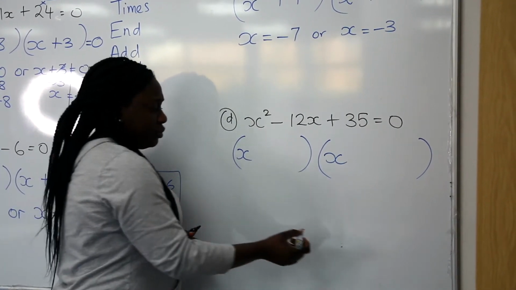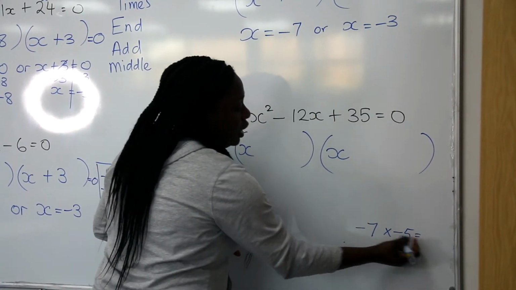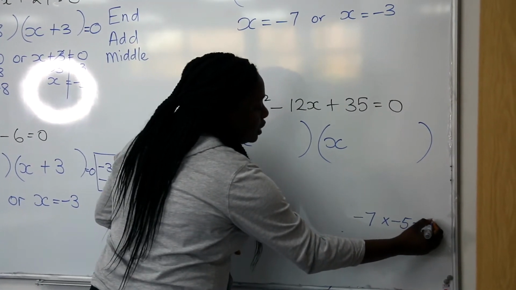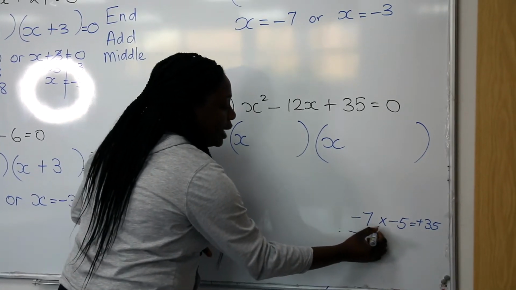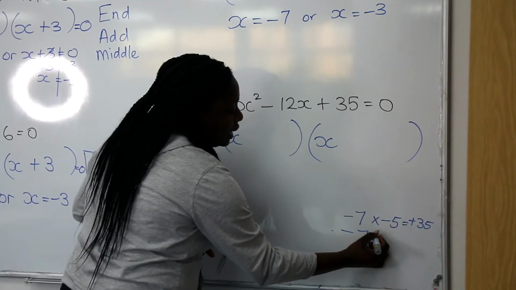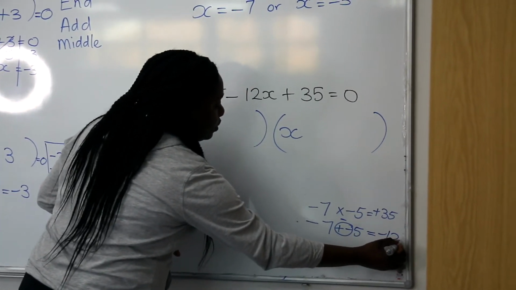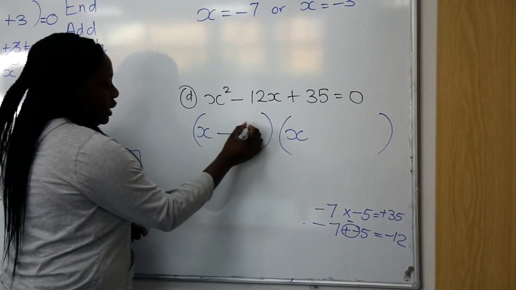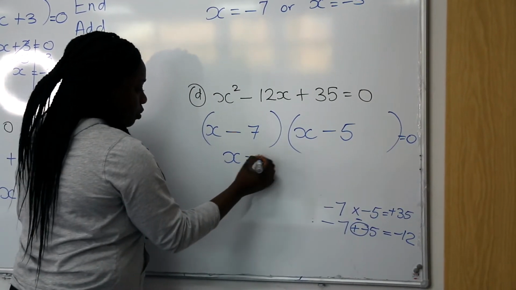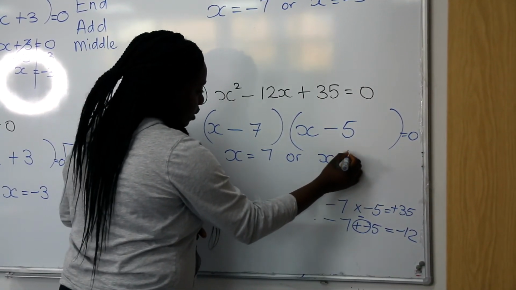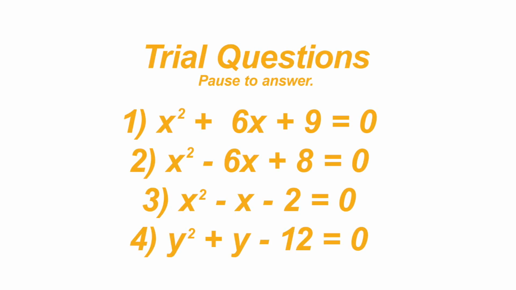What about minus 7 times a minus 5? If you times both of them, you get a positive 35, because negative times a negative gives a positive answer. And if you add both of them, negative 7 add a negative 5, that will give us a negative 12. So the numbers we're looking for are negative 7 and negative 5 equals 0. x would equal positive 7 or x equals positive 5. Okay?